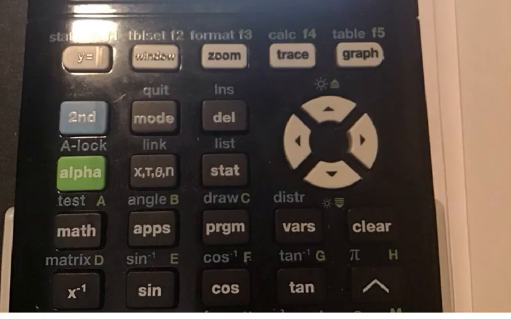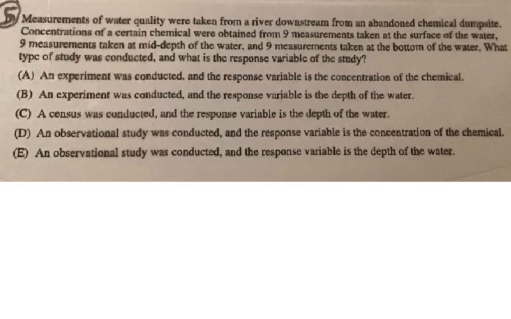Okay. So again, second vars. There's the vars button underneath our arrow buttons, right? So you're going to do second vars to get where you need to go.